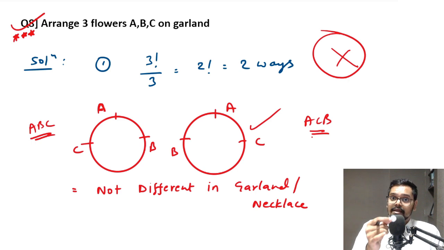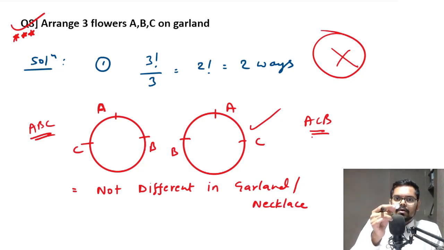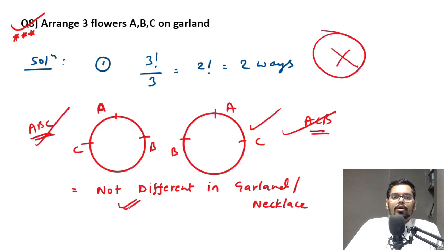Then only you will get great clarity that from the back side you are getting ABC, from the front side you are getting ACB, but ABC and ACB are not two different garlands. It is the same garland. Back view, front view of the same garland. Therefore I told you ABC and ACB are not different in a garland or necklace. The reason was very simple: you had two views, back view and front view.